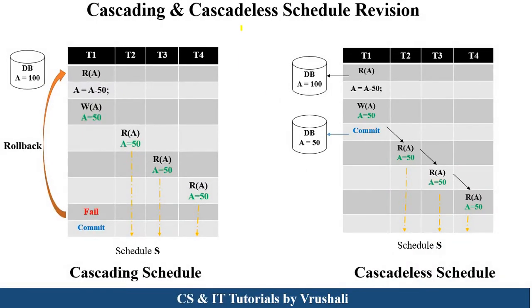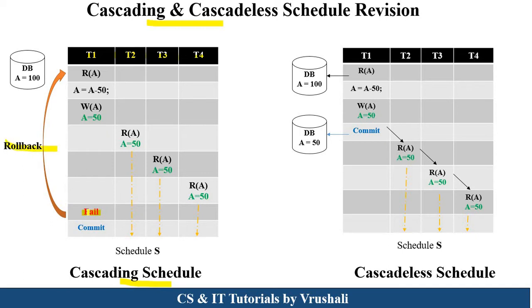Now, here we just take a revision of cascading and cascadeless schedule. These things we already discussed in detail in the previous session. Now, what exactly is a cascading schedule? See here. In this schedule there are a total of 4 transactions T1, T2, T3 and T4. Here T2 depends on T1, T3 depends on T2 and T4 depends on T3. But due to some failure, some software or hardware error, transaction T1 fails, so it uses the atomicity property, it rolls back the transaction.